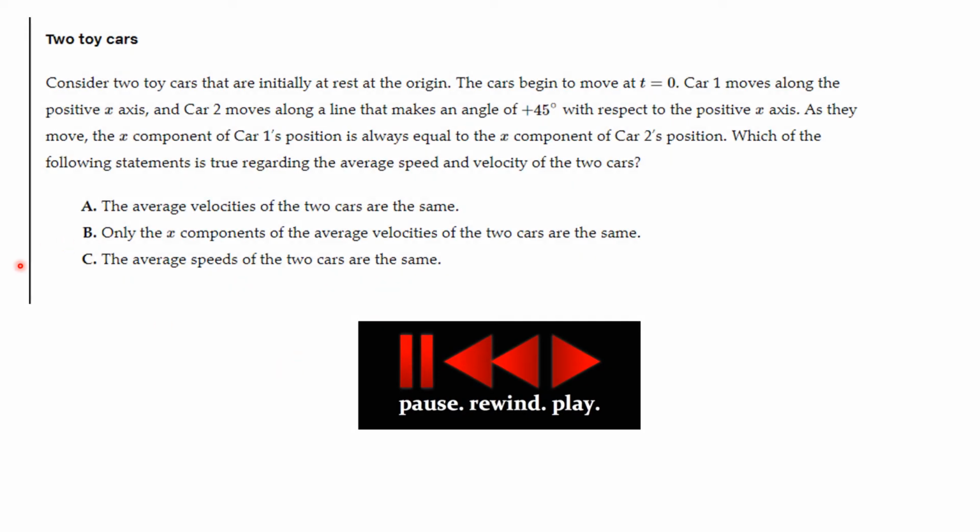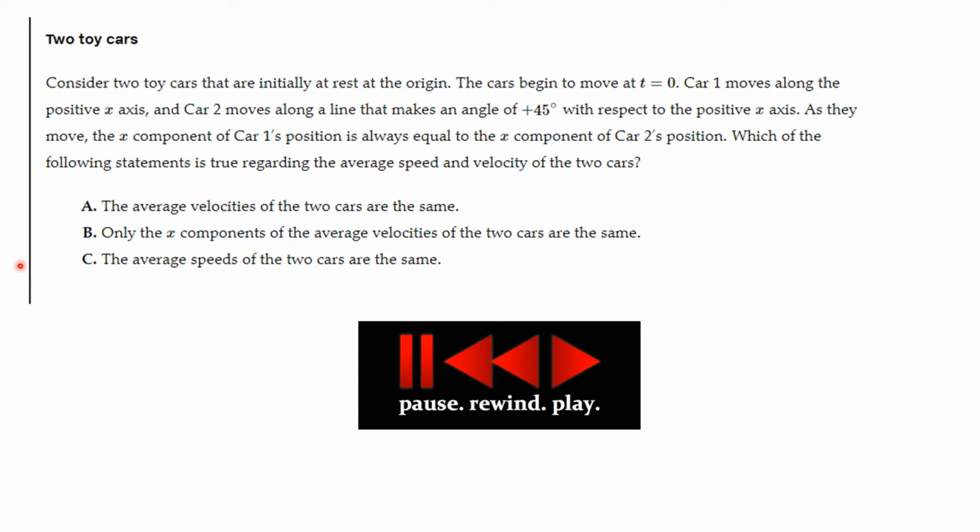Let's look at another example. Consider now 2 toy cars that are initially at rest. The cars begin to move at time t equal to 0. Car 1 moves along the x-axis, and car 2 moves along a line that makes an angle of 45 degrees with respect to the positive x-axis. You need to draw this picture to think about it.